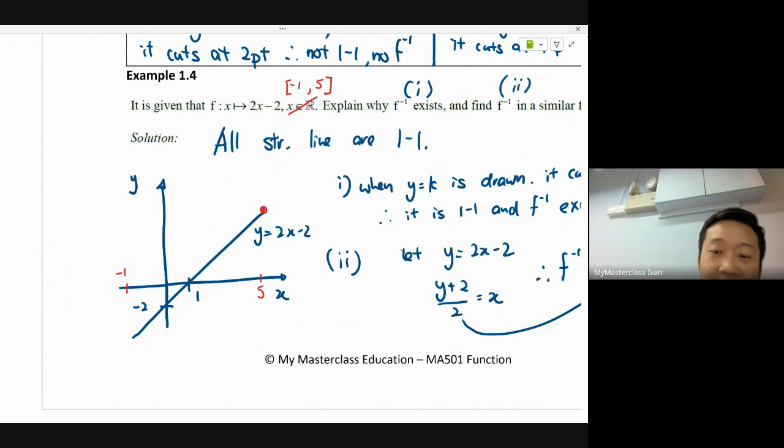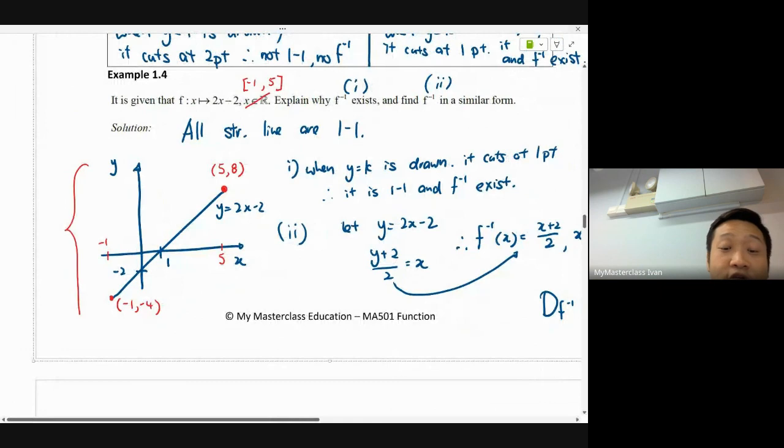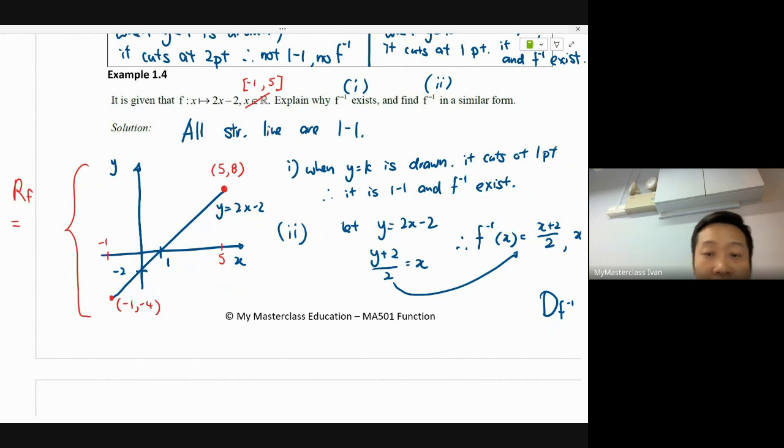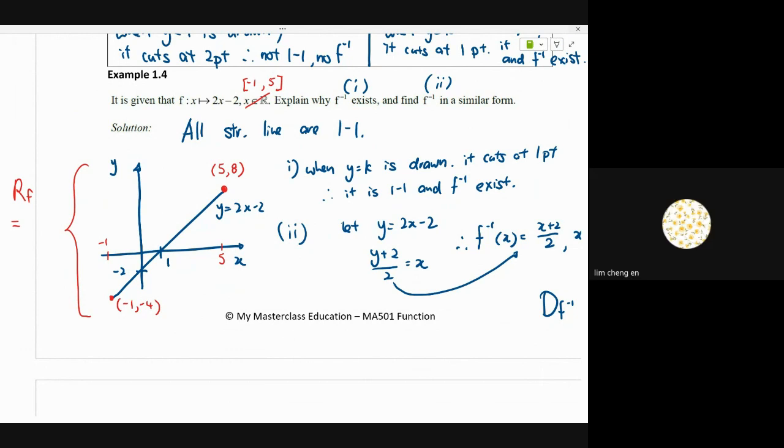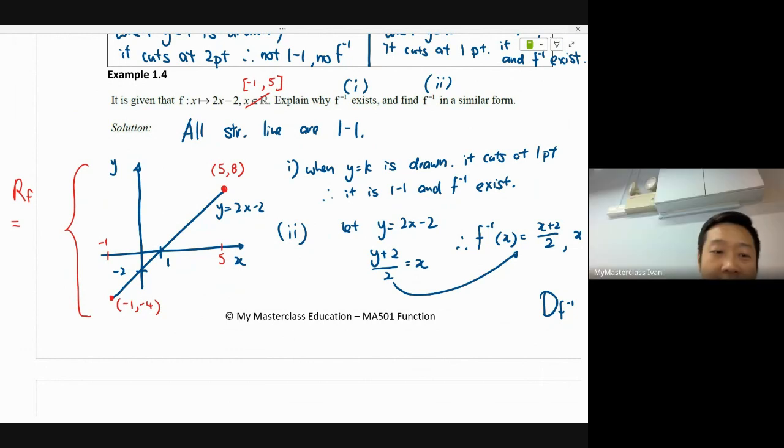Tell me what point is this? 5 comma what, Angelina? Good. This point, Lucius, is what? -4. Good. So now I change the domain to this. What is the range of f? Cheng'en, what is the range of f? -4 to 8, inclusive.